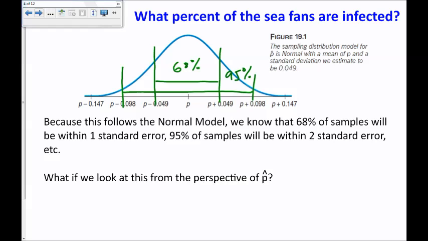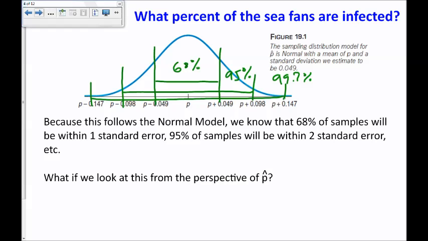95% of samples will come in within 2 standard errors of the true proportion, and we know that 99.7% of all samples will come in within 3 standard errors of the true proportion. Now that doesn't really help us because we still want to know what that true proportion is.